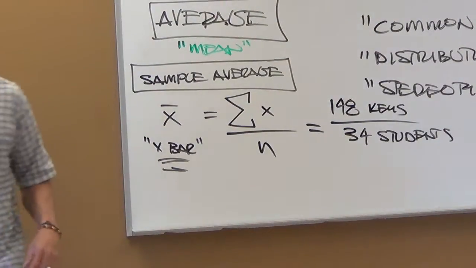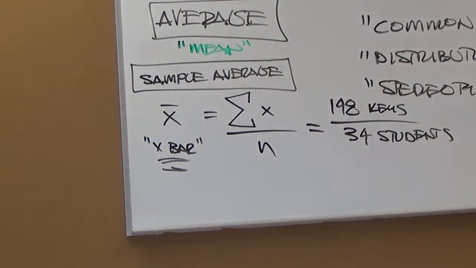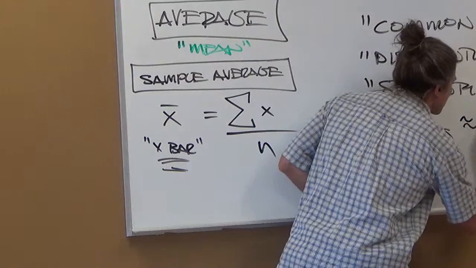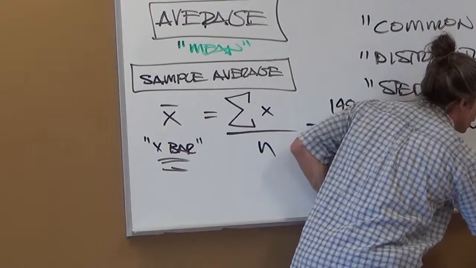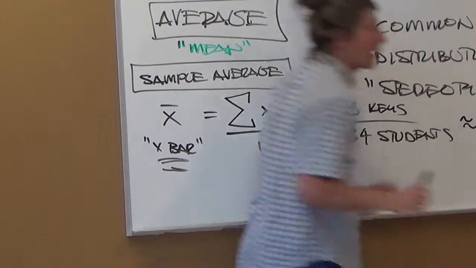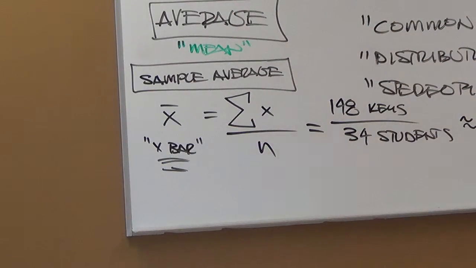Now, if we wanted to spread out equally that number of 148 keys per 34 students, what would they end up being? 4 and some change? 4.45. 4.45, we'll call 4.5. How's that sound? That's about 4.5 keys per student. Boom!